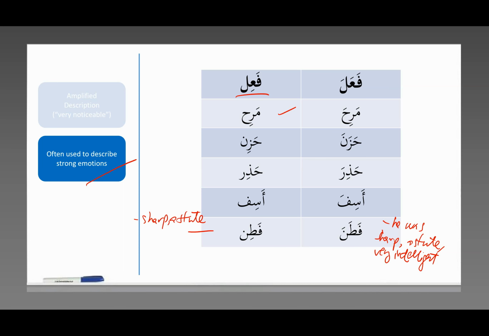So we have mareeh, hazin, hadir, asif, fatin. All of them have strong emotions. It's very noticeable.